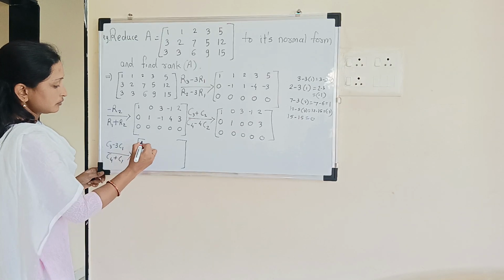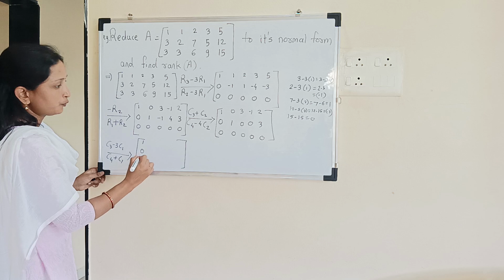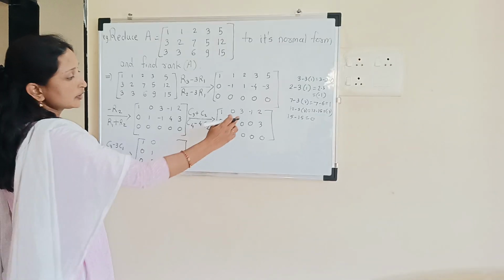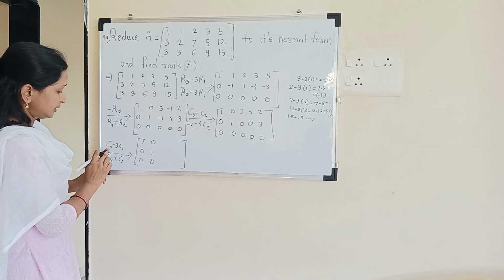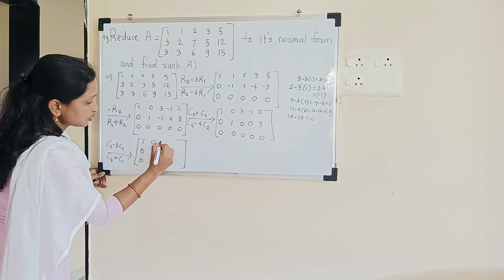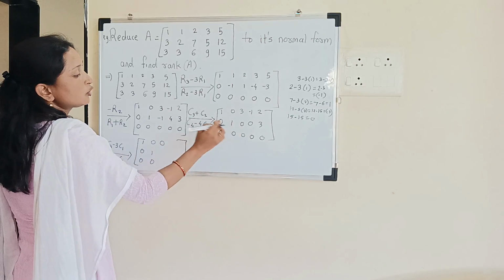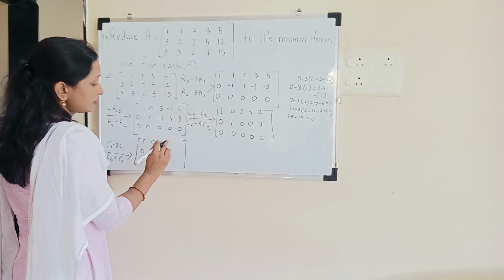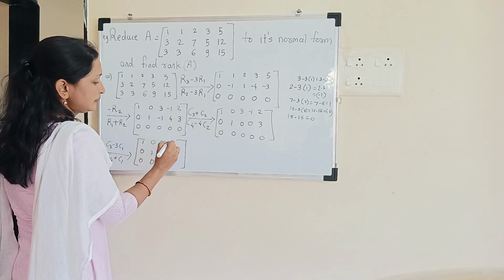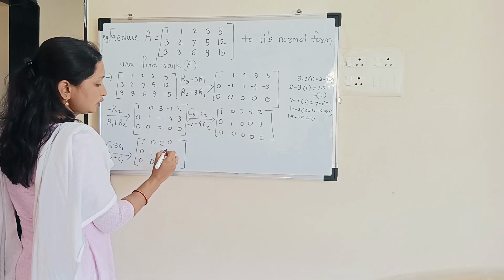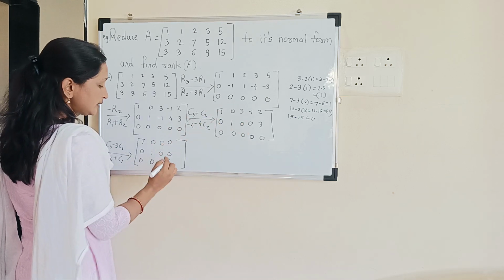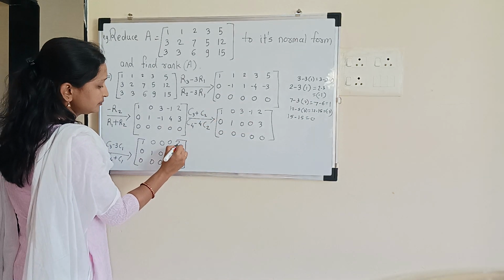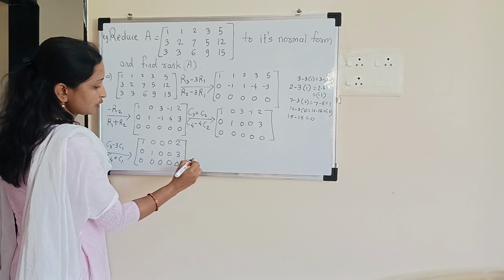So 1 0 0, the first two columns will be as it is, 0 1 0. 3 minus 3 times 1, it will be 0. 0 minus 3 times 0, it will be 0. 0 minus 3 times 0, it will be 0. Now minus 1 plus 1 will be 0. 0 plus 0, 0. 0 plus 0, 0. The last column will be as it is, 2 3 0.